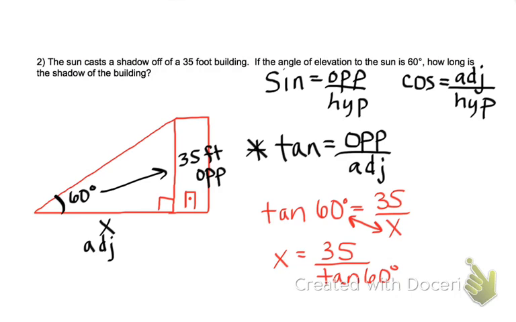I'm going to put that in my calculator. 35 divided by tangent of 60 is 20.20. So I'm just going to write it as 20.2, rounding to the tenths, and our units are feet.